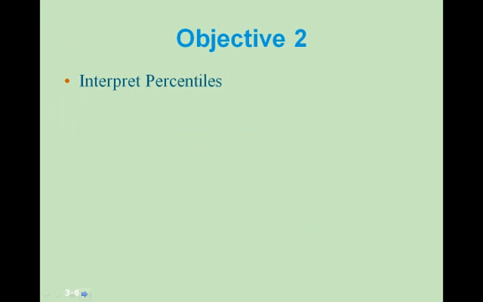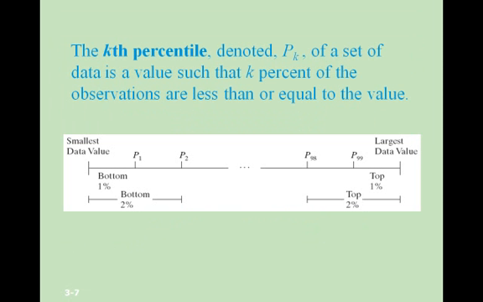For Objective 2, we want to interpret percentiles. The kth percentile, denoted P sub k, of a set of data is a value such that k% of the observations are less than or equal to the value. So when we see P sub 98, that means that 98% of the values are less than or equal to that.